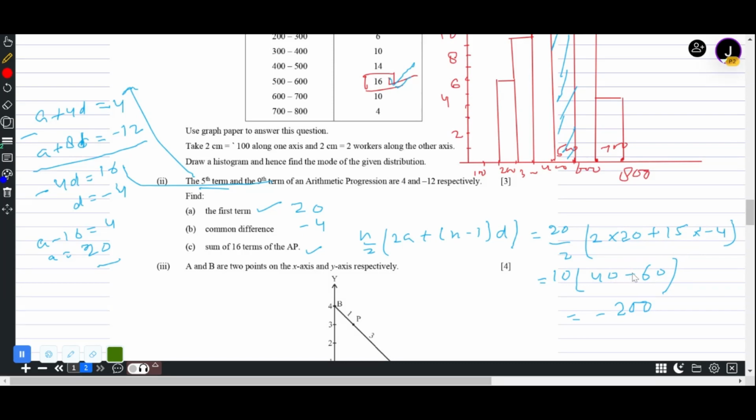Now what is the sum of 16 terms? Sum of n terms is n by 2 into (2a plus (n minus 1)d). I have used that and arrived at the sum. So that is 16 by 2 into 2 into the first term, plus n minus 1 into the common difference that we found. We arrive at the answer to be 160 minus.